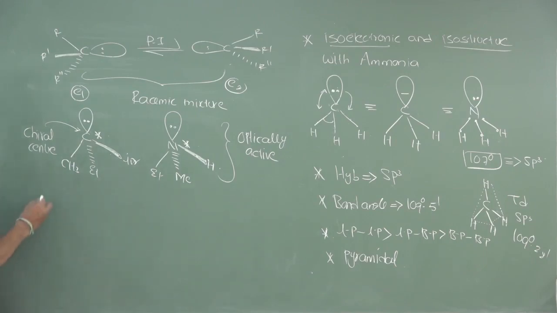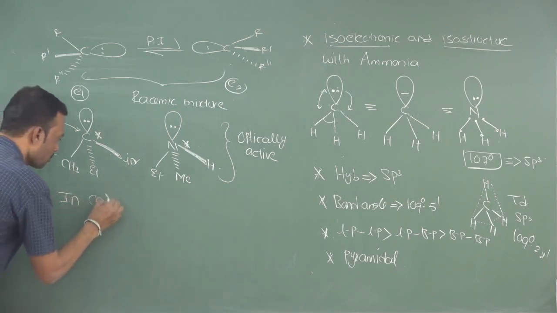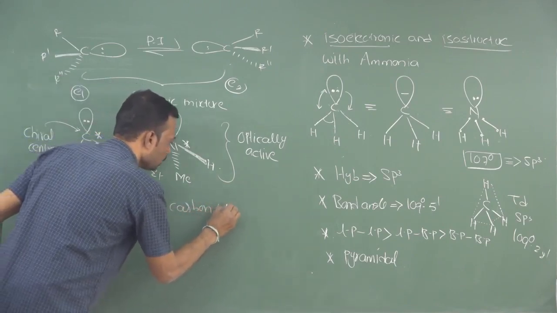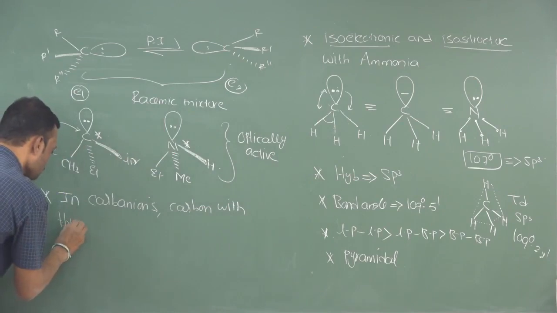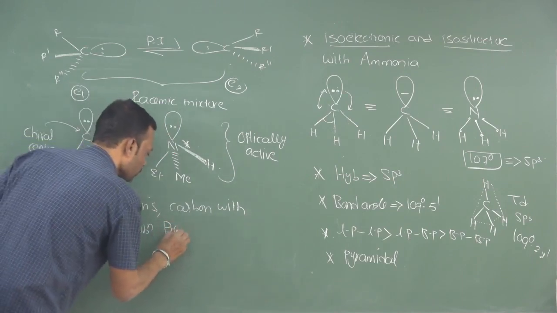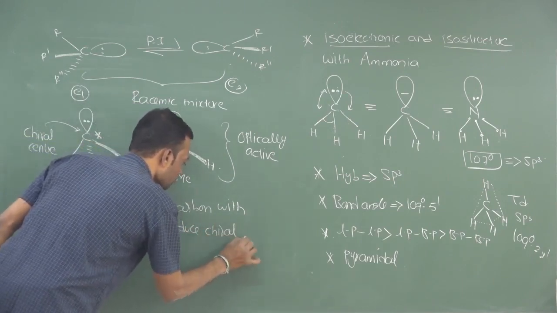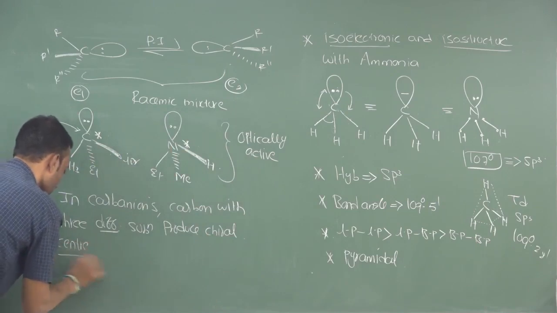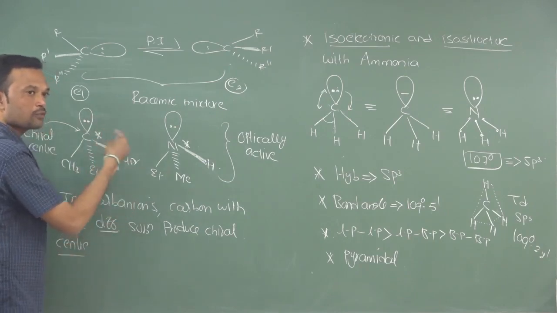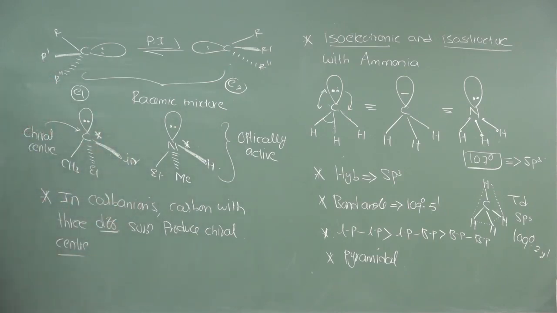So here you write one point. In carbanions, carbon with 3 different substitutions produces, what do they produce? Produces a chiral center. In a chiral center, the lone pair is also considered. The lone pair is also considered as a new atom or group. Just keep in your mind that the lone pair is also taken as a different atom or group. In carbanions, carbon with 3 different substitutions produces a chiral center.